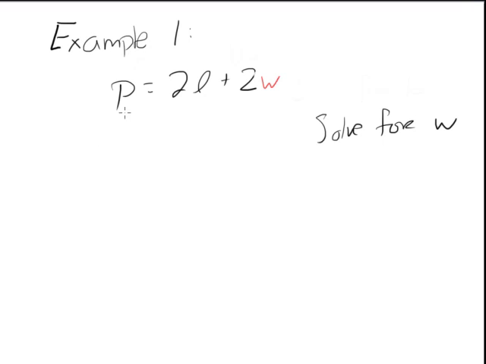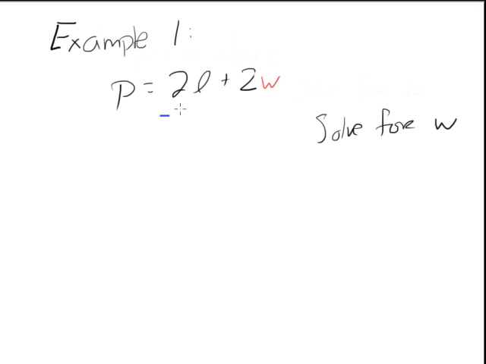Alright, so here I have P equals 2L plus 2W, and I have to solve for W. So when it says to solve for W, basically you want W by itself here. So what I'm going to do is take away all of this stuff from the right hand side of the equation, so I could have W by itself.